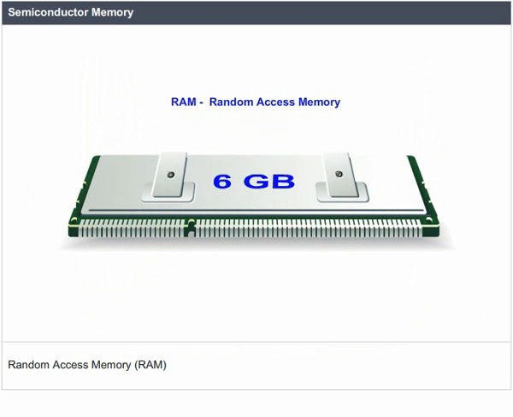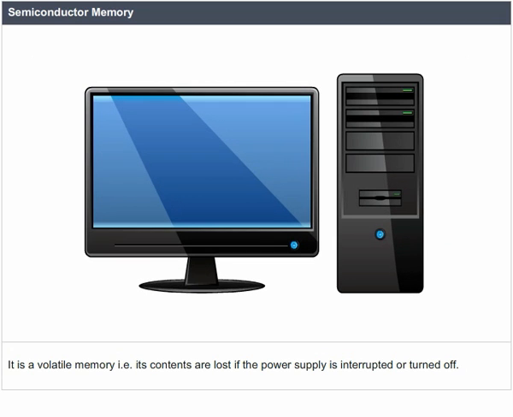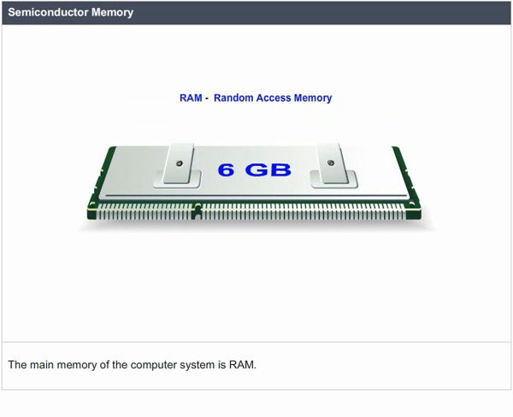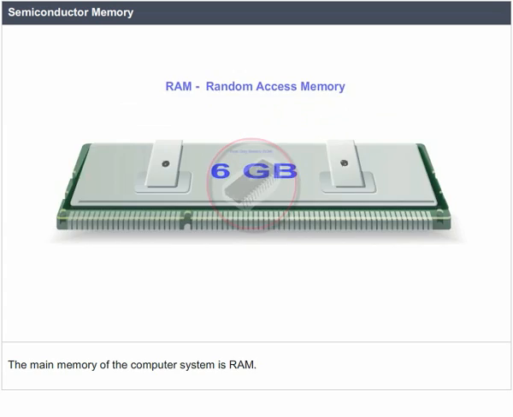Random access memory, RAM. Any information can be read from and written into a RAM. It is a read and write memory. It is a volatile memory, that is, its contents are lost if the power supply is interrupted or turned off. The main memory of the computer system is RAM.